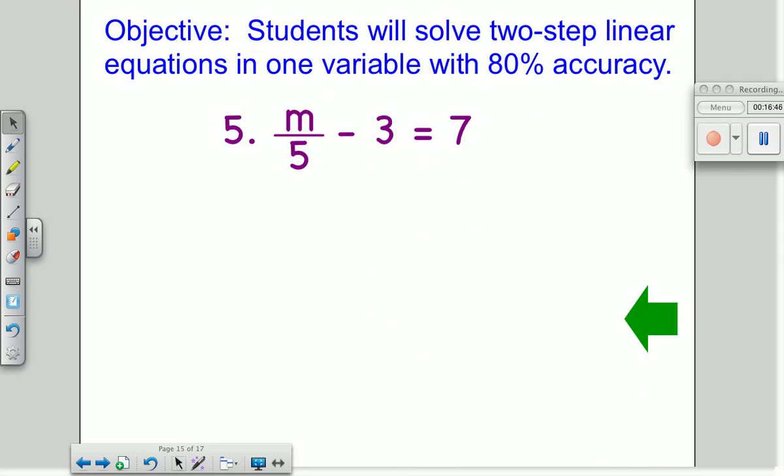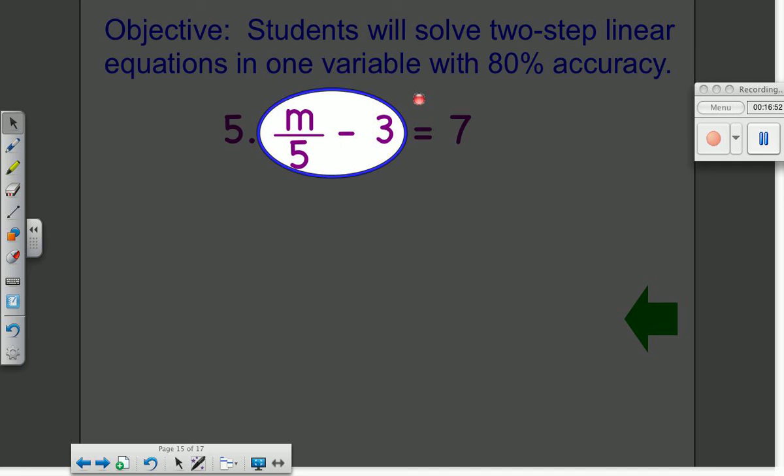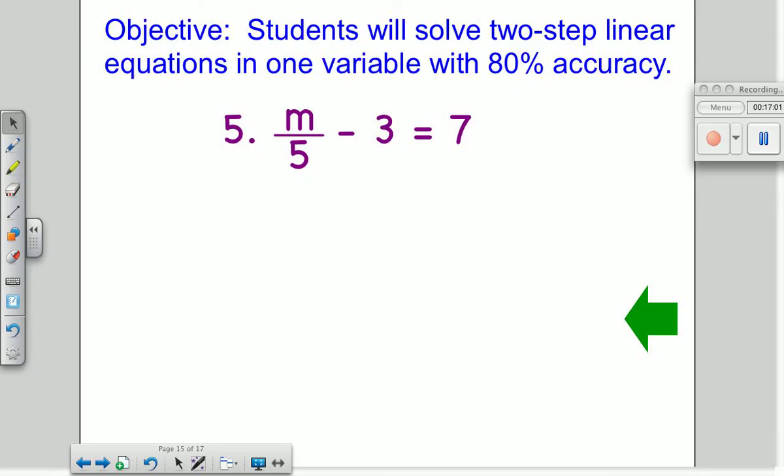Number 5. M divided by 5 minus 3 equals 7. I have division. Inverse of division is multiplication. And I have subtraction. Inverse of subtraction is addition. So first the subtraction. I'm going to add 3 to each side. I combine like terms. M over 5 minus 3 plus 3 becomes M over 5, because minus 3 plus 3 is 0. And 7 plus 3 is 10.